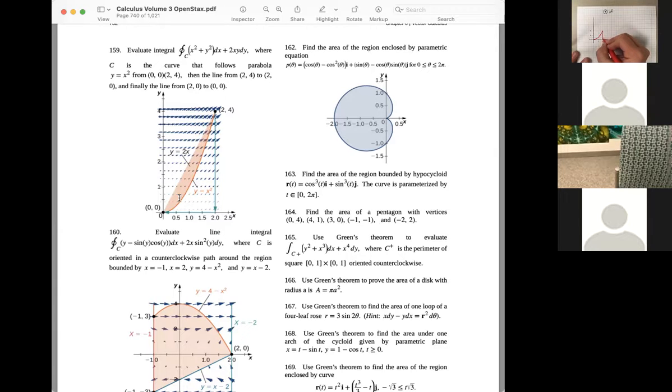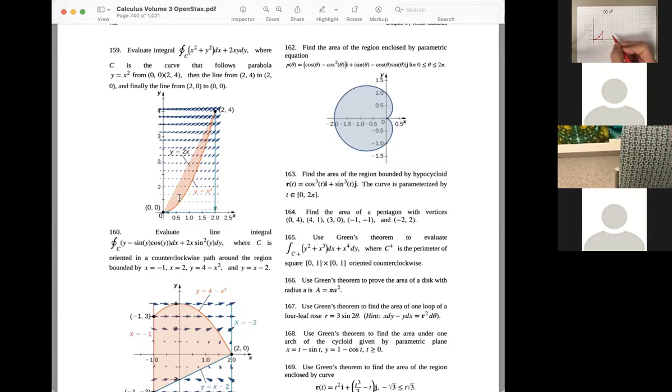Then I'm going to go straight down to the point 0, 0. And I'm going to go back to the origin. And here's something else I don't enjoy about this problem. And you're still reading the problem on here. It says, follows the parabola from 0, 0 to 2, 4.